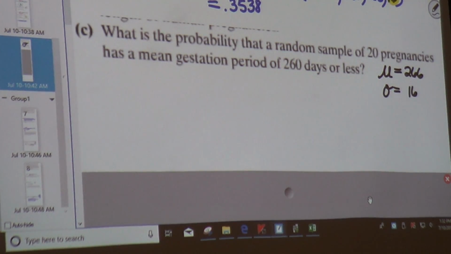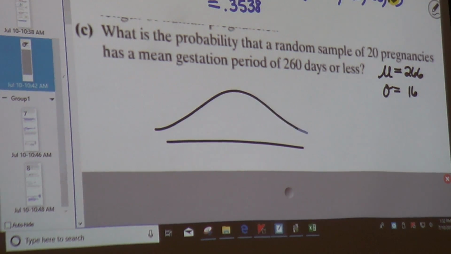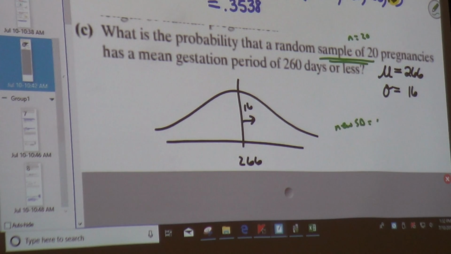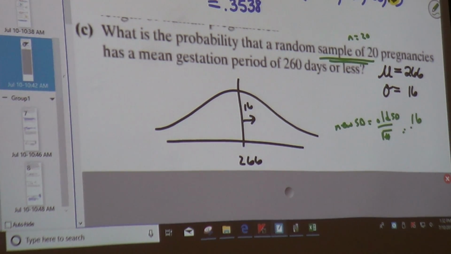All right, so we have a normal distribution with a mean of 266. The original standard deviation is 16, but because we have n equals 20, we have to do a new standard deviation. So we do the old standard deviation divided by the square root of our sample size. So our new standard deviation is 16 divided by the square root of 20.